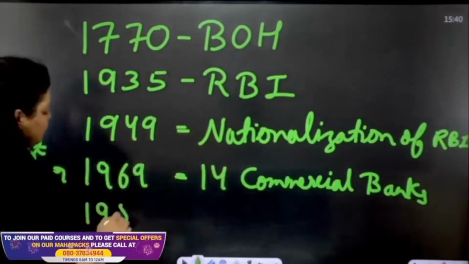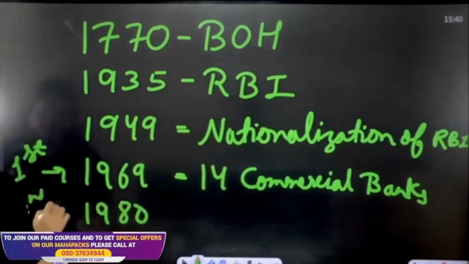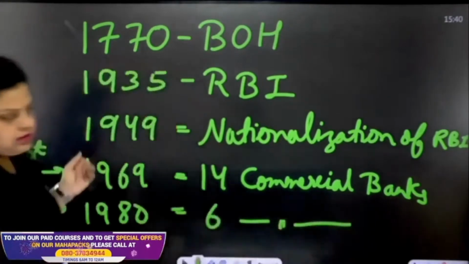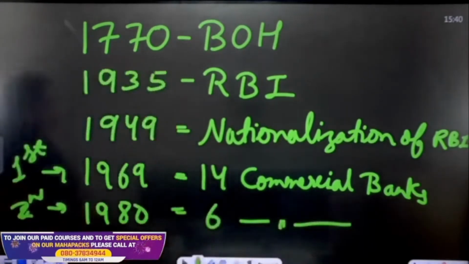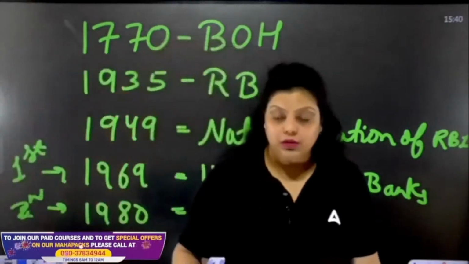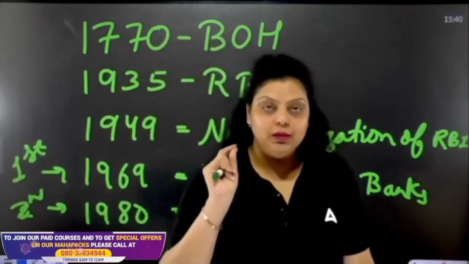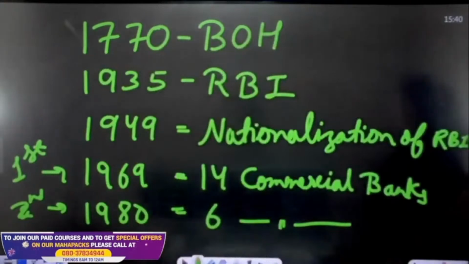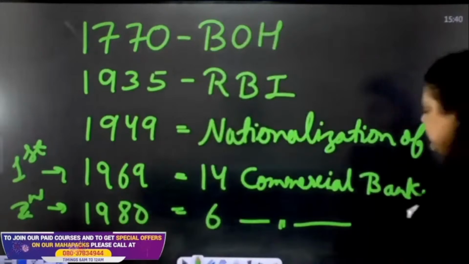Then in 1980, the second nationalization happened, and in the second nationalization, 6 more commercial banks were nationalized. Now, why only 6 more commercial banks? Because the criteria the government had given was 200 crore public deposit. So 200 crore public deposit was the criteria in 1980. Only 6 such banks were in India. That's why 20 banks have been nationalized till now: 14 in 1969 and 6 in 1980.